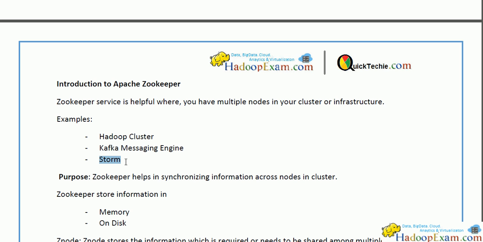Where does Zookeeper store this information? Zookeeper stores information in memory as well as on disk. The reason for memory is that it has to be available within a fraction of a second. And on disk, if there is a failure in the process, then this information should be available on disk. So it keeps the information in both places, on the disk as well as in memory. In memory, it helps us with faster failover.